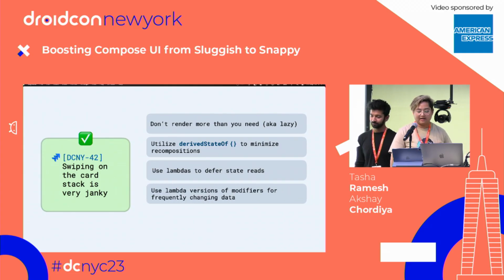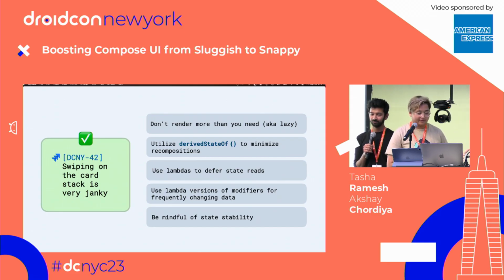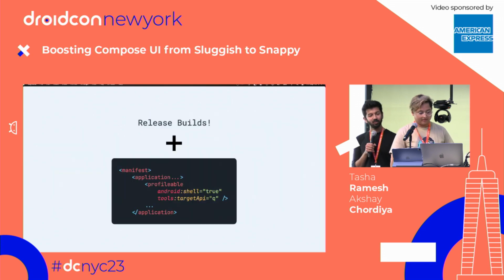In a similar vein, also consider using the Lambda versions of modifiers for frequently changing data, frequently changing states, so that with similar reasoning, you are deferring those state reads further down and you're not actually affecting the composition. And then finally, if all else fails, you can't figure out where your performance issues are coming from, run the compiler metrics to get some more information, and hopefully that should point you in the right direction.